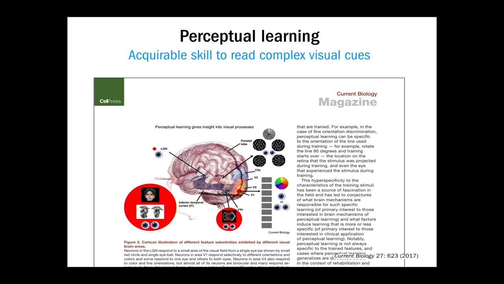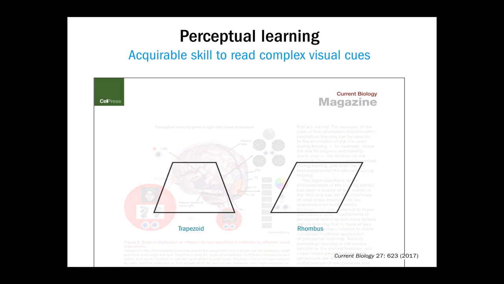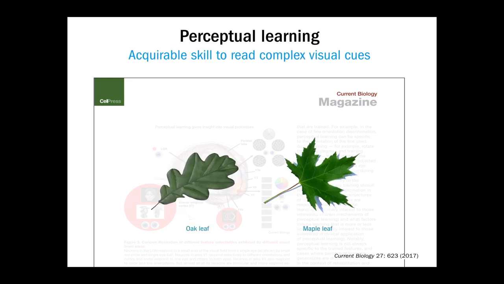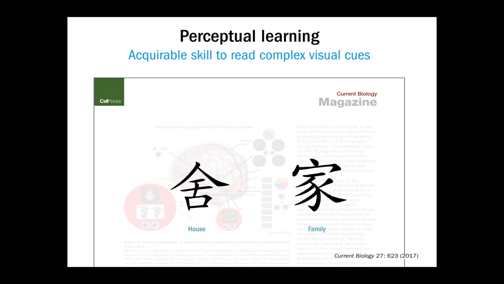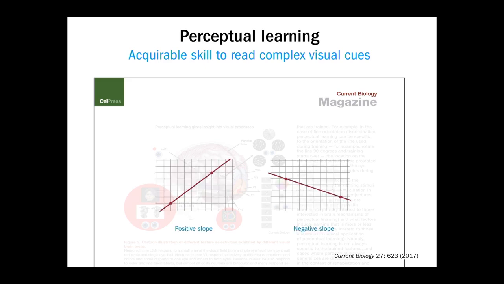And so I've been really curious about this area of study called perceptual learning. And if anybody here at the Allen Brain Institute does any of this work, I would be very interested in talking to you. It describes our ability to learn a lot of complex visual cues that allow us, for example, to tell the difference between a trapezoid and a rhombus, what an oak leaf looks like versus a maple leaf, a character for a house and family, or a positive sloping line or a negative sloping line.